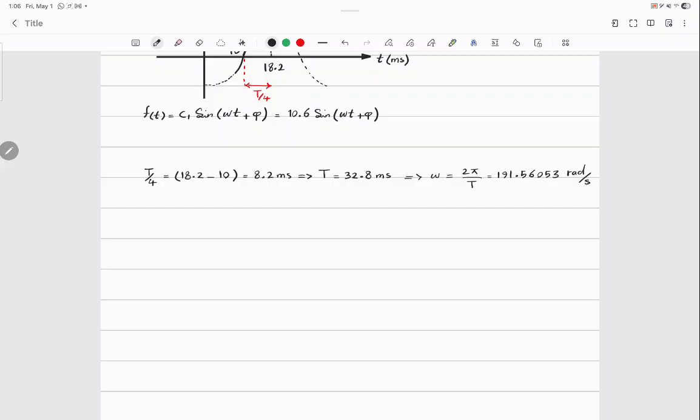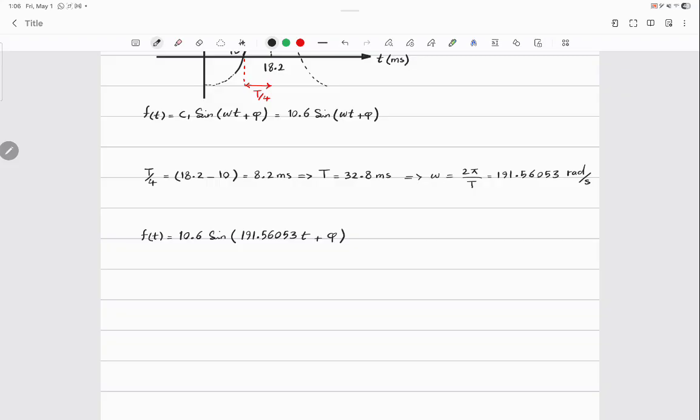Okay, so that is your omega. So what is the function that I have so far? 10.6 sine of 191.56053 t plus phi. That is my function. There's one more thing left to calculate, and that is phi.